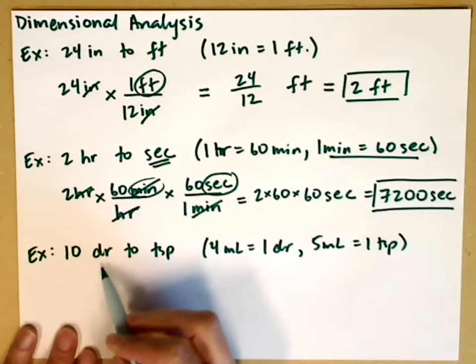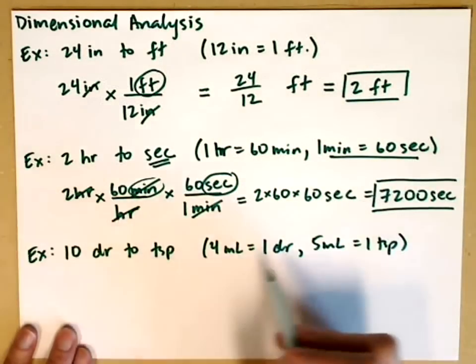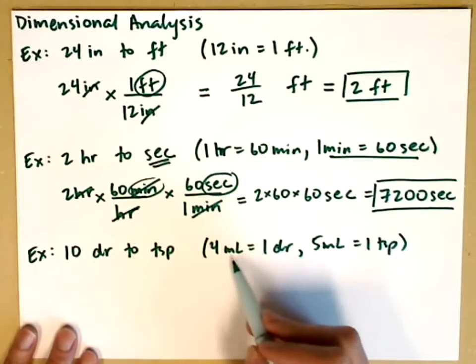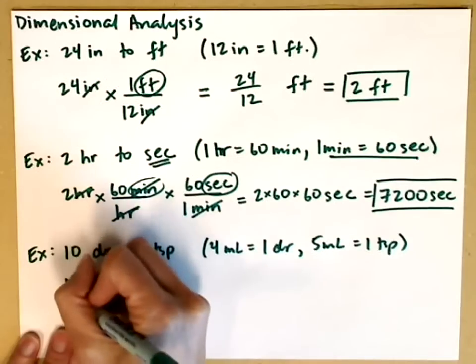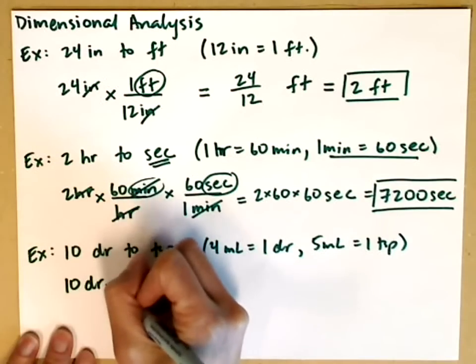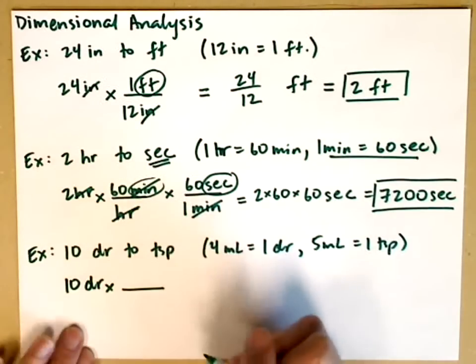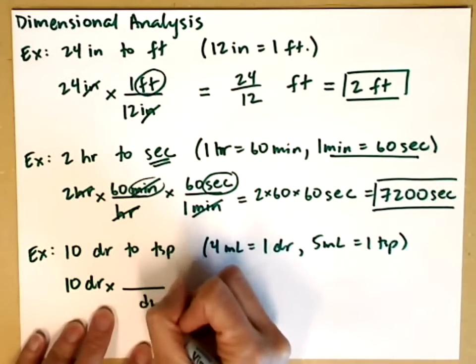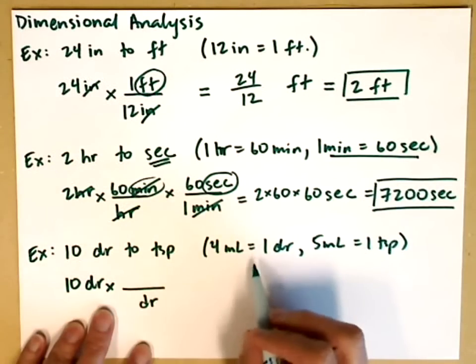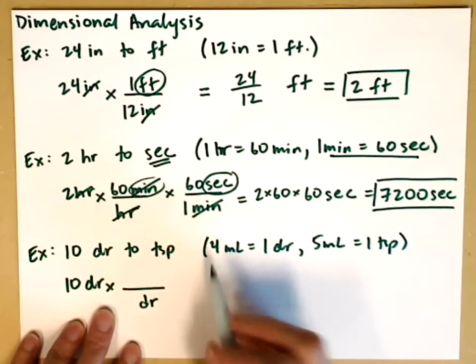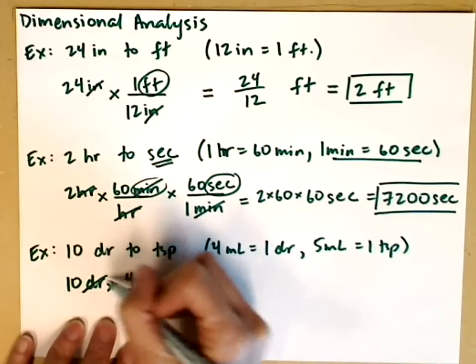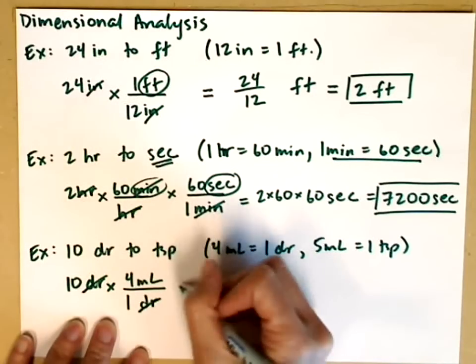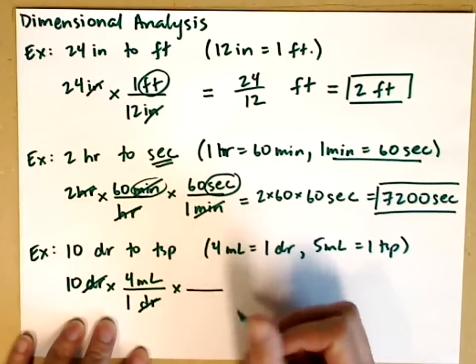We can't go directly from drams to teaspoons, but instead we'll go from drams to milliliters and then milliliters over to teaspoons. Starting with the given information of 10 drams, I start the dimensional analysis. I know I need drams in the denominator. Looking at my equivalents, I can go from 1 dram to 4 milliliters. I can cancel the drams. I'm left with milliliters.